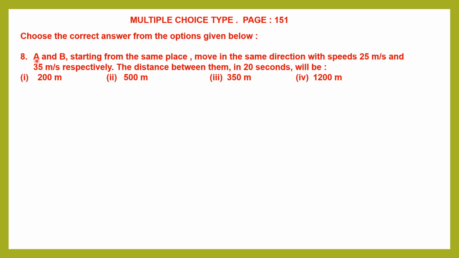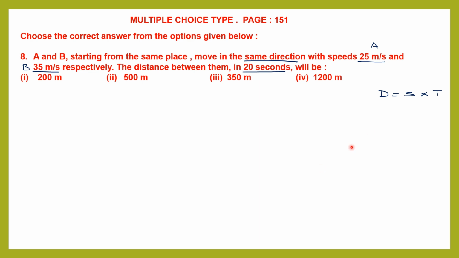So here we have A and B, they're starting from the same place. And this is very important, they're moving in the same direction. And the speed of A and the speed of B is given to us, and the time is also given to us. Now we need to find the distance. Now to find distance, the formula is speed into time. This is the formula to find distance.